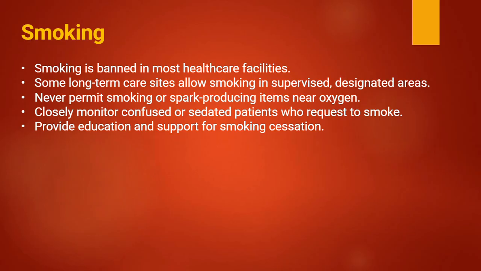Oxygen itself doesn't burn, but it supports combustion, meaning it allows other materials to ignite more easily and burn faster. A small spark from a cigarette, lighter, or even static electricity can cause an explosive fire when oxygen is in use or leaking into the air. Therefore, oxygen tanks, concentrators, and tubing must be kept far from open flames or electrical devices that might create a spark. In addition to patients, nurses must also monitor visitors and staff compliance.